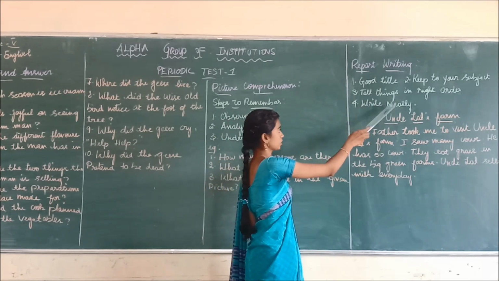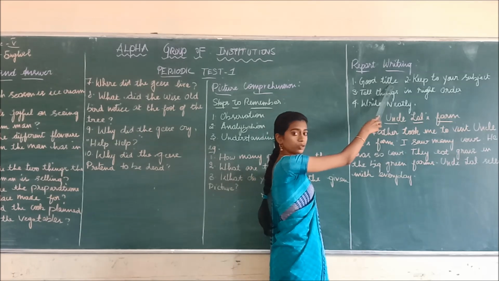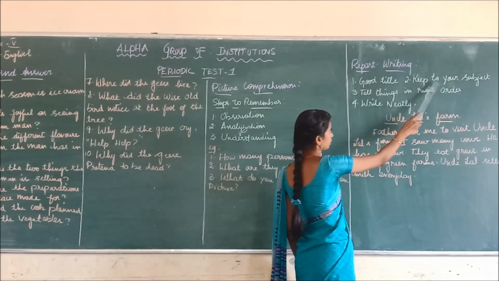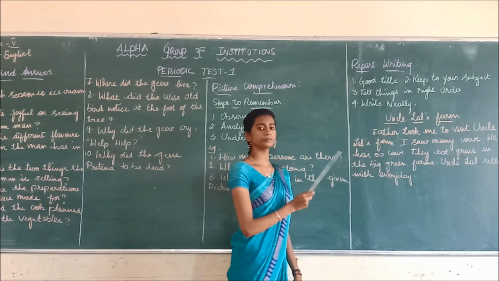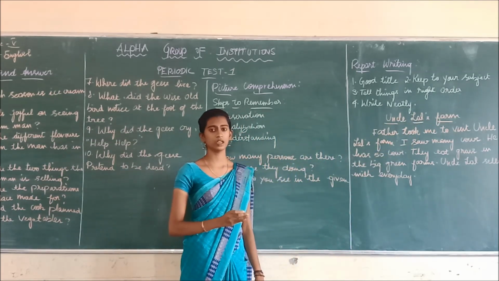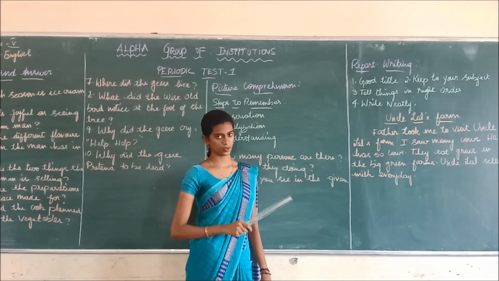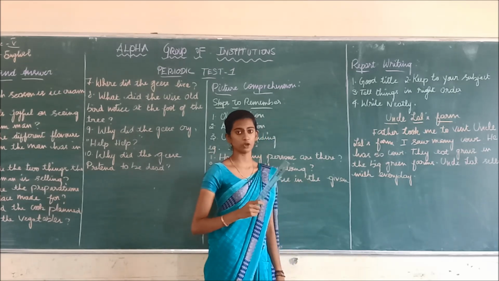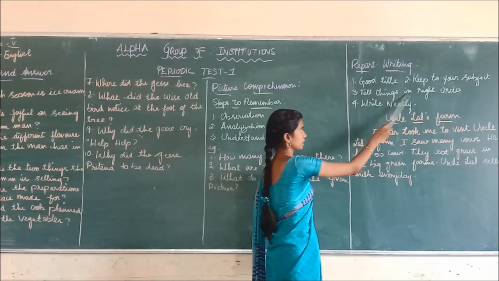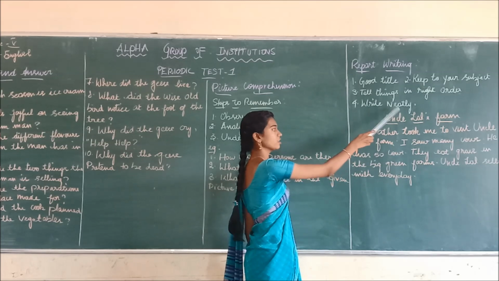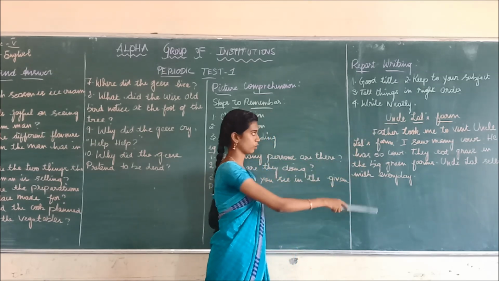So what are those steps? Good title: you have to give a suitable title related to the question. Keep to your subject: you have to write related to the question, according to the theme given in the question. You should not go away from your subject. Tell things in the right order: you should write in a correct order. Write neatly. So this is an example, okay?